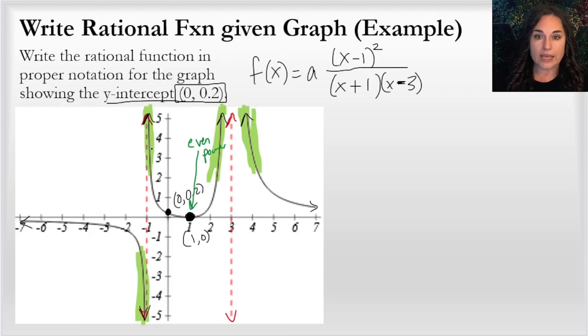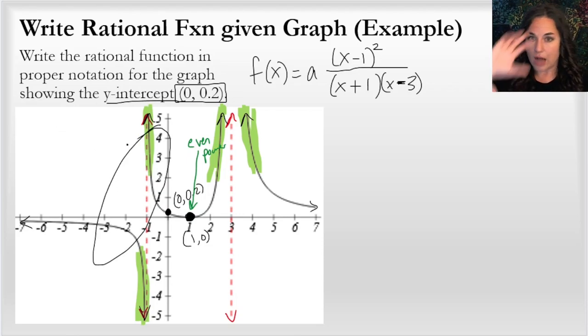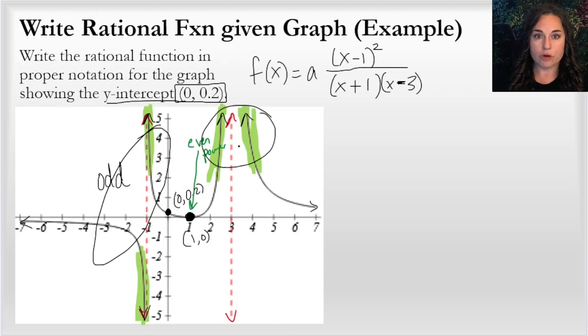Well, just like with multiplicities, if there's some sort of opposites going on, where it starts and then it ends in the other direction, this is going to be an odd power. As opposed to when they're going in the same direction on each side of that asymptote, this is going to be an even power.